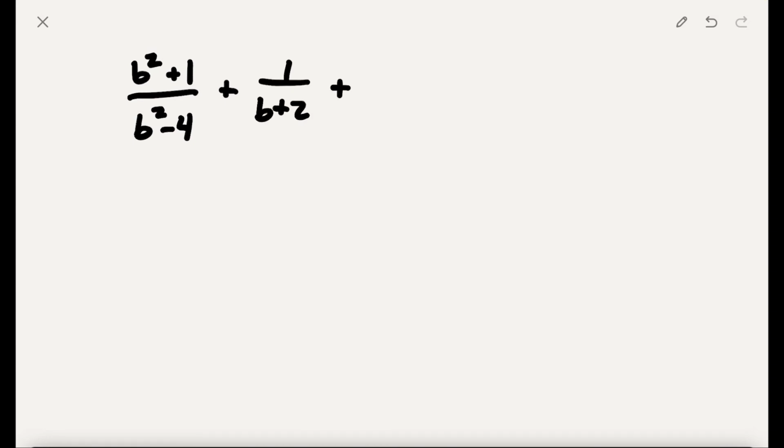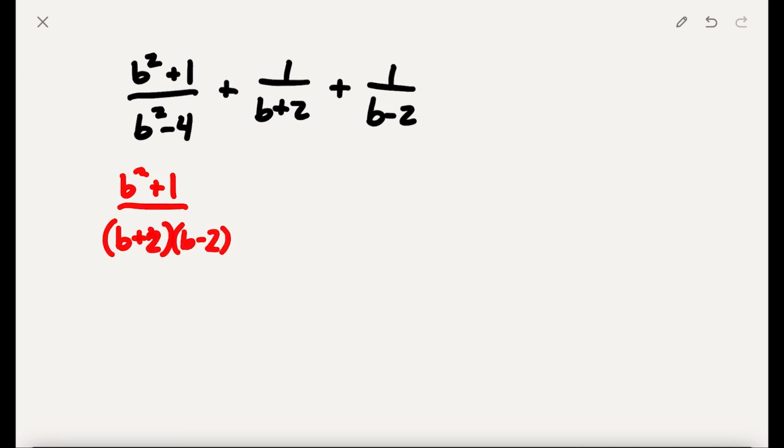Okay, the next one is (b squared plus 1) all divided by (b squared minus 4), plus 1 over (b plus 2), plus 1 over (b minus 2). Okay, first thing I'm going to do here is factor, so I can figure out what I need to do for all these denominators. So it's going to be b squared plus 1, and then I'm going to factor out that b squared minus 4 to be (b plus 2)(b minus 2).